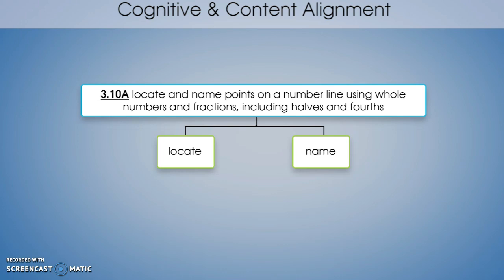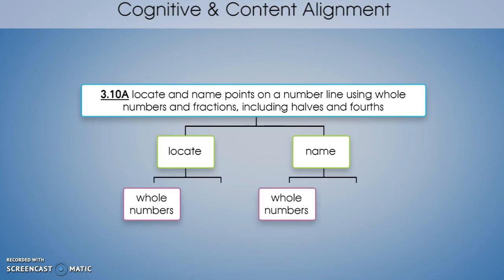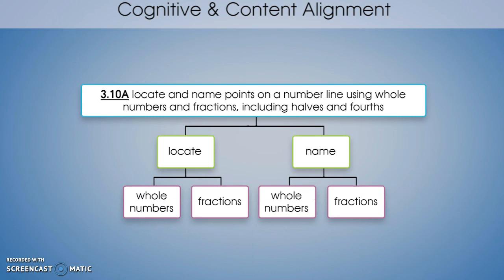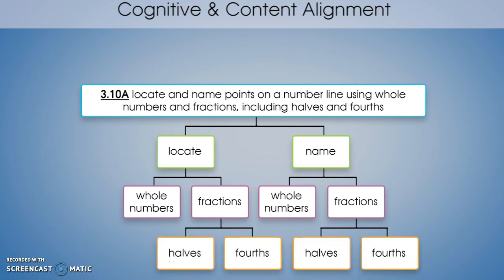The next step of diagramming a standard is to pull out the content. In 3.10a, kids are being asked to locate and name whole numbers and fractions. Students may have to locate whole numbers, locate fractions, name whole numbers, and name fractions. At this point, TEA has 4 different ways that 3.10a can be tested. So what is left to diagram? If the standard includes specificity, we're going to have to pull that out as well. Halves and fourths are the content specificity of 3.10a.